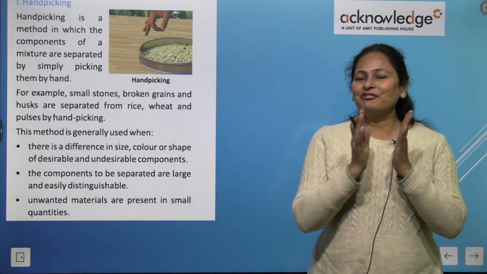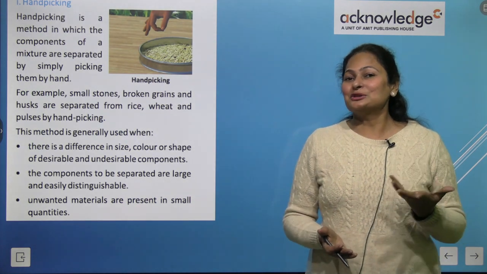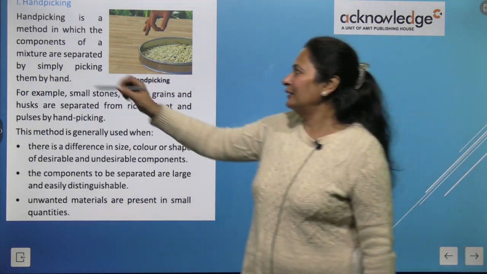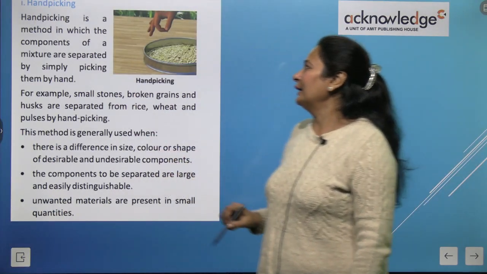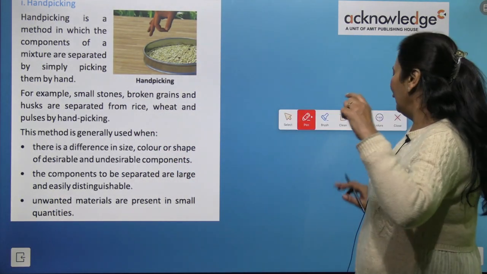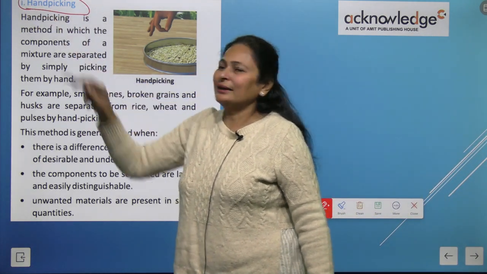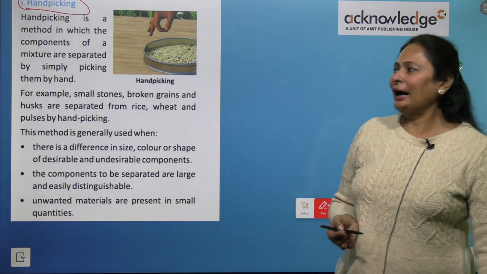Again, we have different methods of separating solid from solid. But the first method is hand picking. Now, what is hand picking? We are picking the impurities by our hand, right? That is why the name given is hand picking.